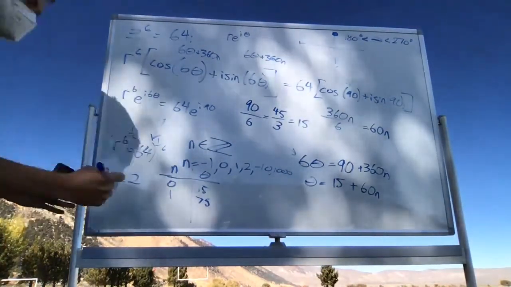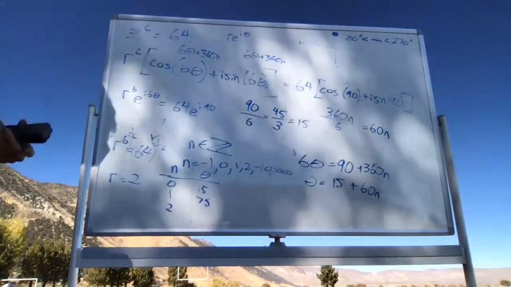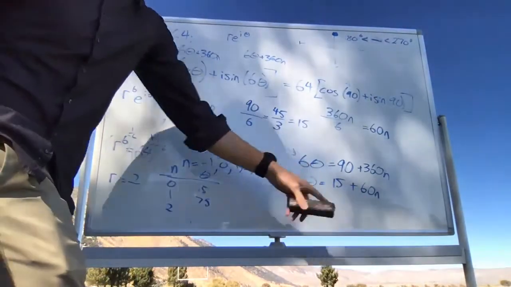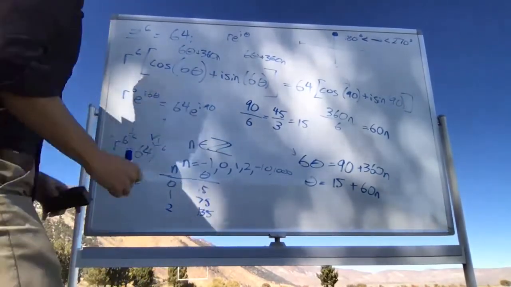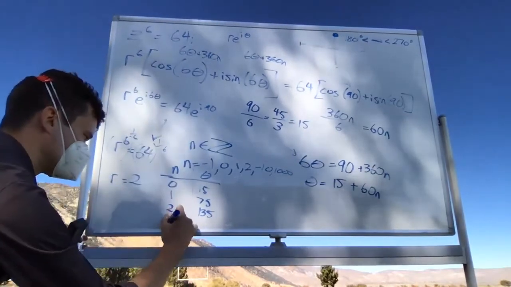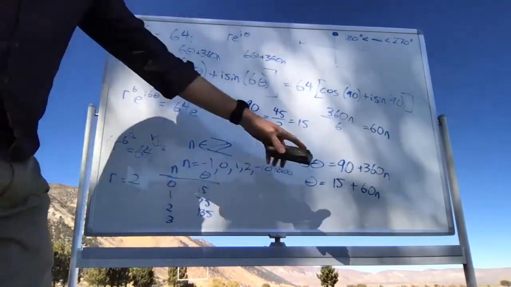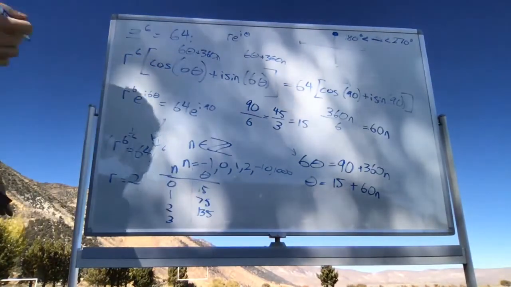Let's try 2. If I plug in 2, 2 times 60 is 120. 120 plus 15 is 135. Again, we're getting closer. It's probably the next one that's going to work. If I plug in 3, 3 times 60 is 180, and 180 plus 15 is 195.